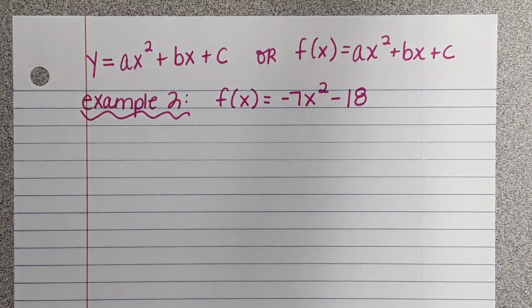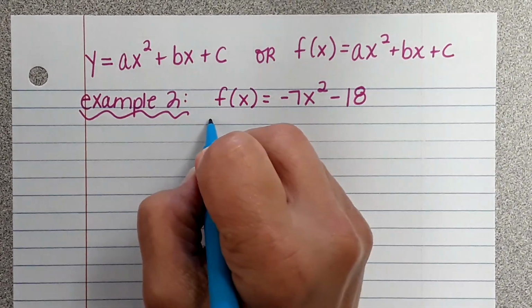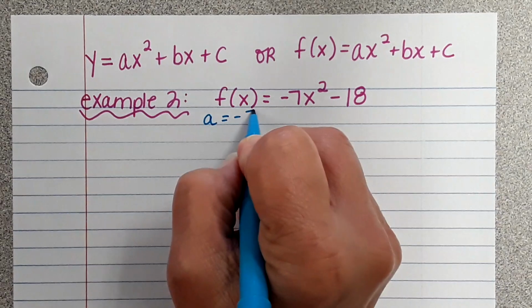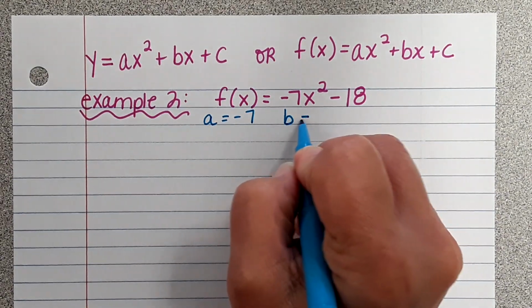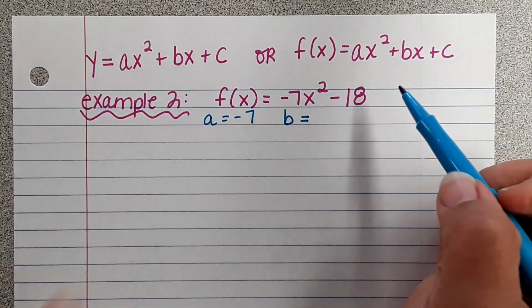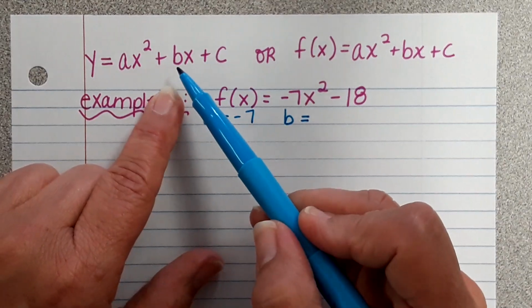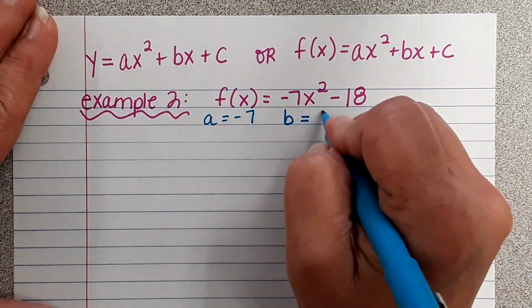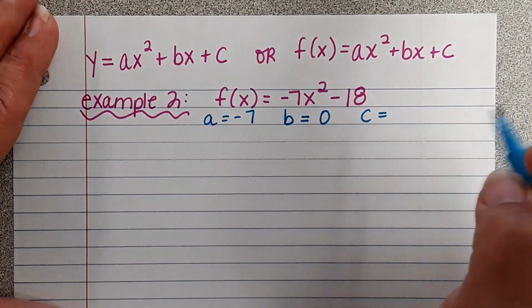So the first thing that we have to do whenever we get a quadratic equation is to find A, B, and C. So what is A? What is B? So is there a term that has bx? So it's 0. And then what is C?